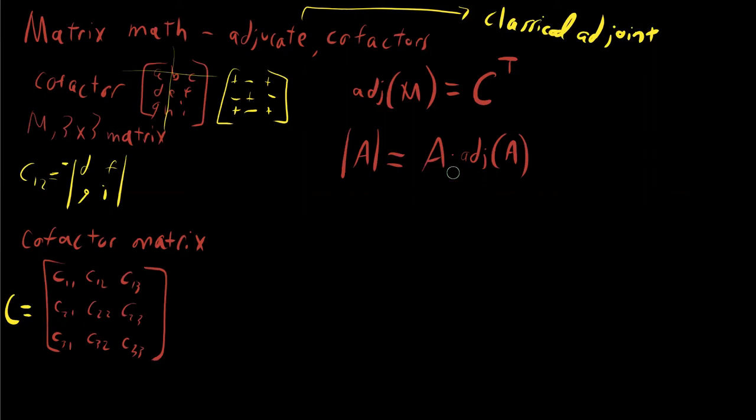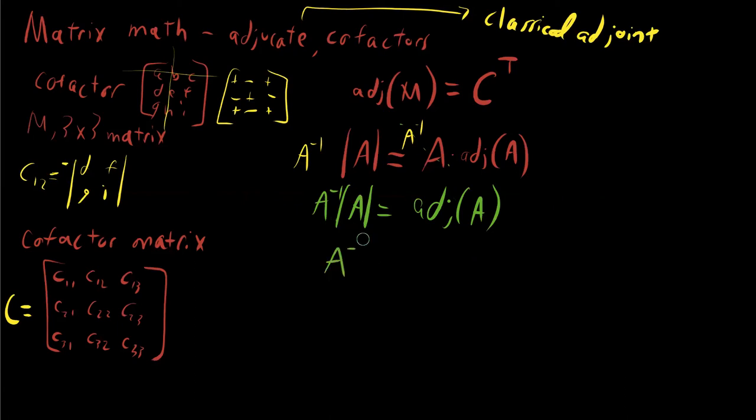And now that we have this property, we have a very neat definition for the inverse. So let's go ahead and take the inverse of A and multiply it by both sides here. And that will leave us with the following. We get A inverse times the determinant of A is equal to, and these cancel out, just the adjoint of A. And finally, if we divide by the determinant, because that's just a scalar, we get A inverse is equal to the adjoint of A divided by the determinant of A.